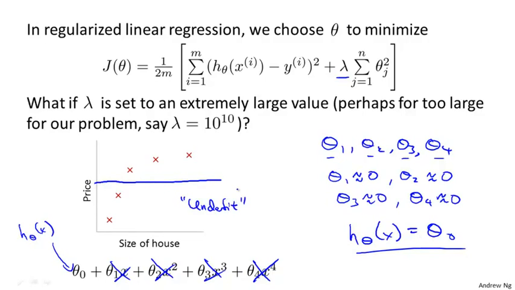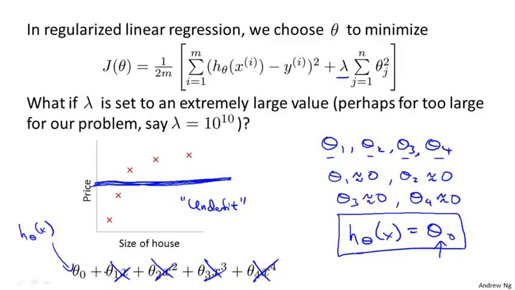In particular, this hypothesis, this straight line, just fails to fit the training set well. It's just a flat straight line. It doesn't go anywhere near most of our training examples. Another way of saying this is that this hypothesis has too strong a preconception, or too high a bias, that housing prices are just equal to theta 0. Despite the clear data to the contrary, it chooses to fit just a flat horizontal line to the data.